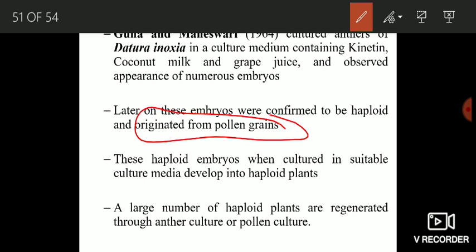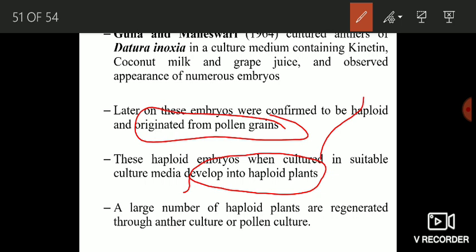Okay. Actually, their main intention was to study the physiology of meiosis which takes place in the pollen grains which were present inside the anthers. But to their ultimate surprise, they observed the formation of a large number of embryos which were later on confirmed to be haploid. And these haploid embryos were then cultured in stable culture medium and they developed into haploid plants. Haploid plants are very much important in the plant breeding programs.